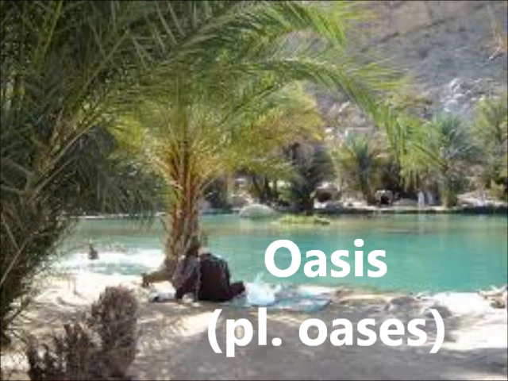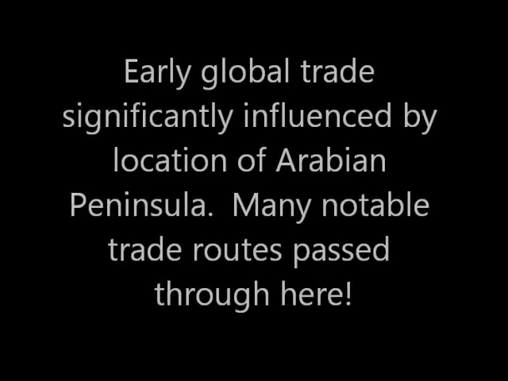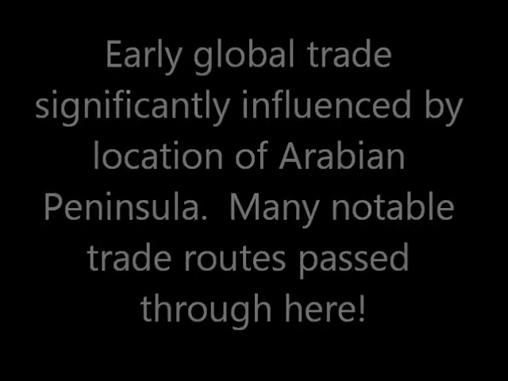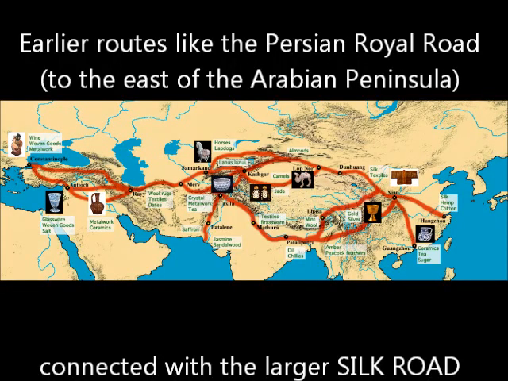Large cities developed along what were called oases, or fertile places with water access, especially those located on the coastal regions. Because of the location to Europe, Africa, and Asia, the Arabian Peninsula became an important part of early global trade routes. There were trade routes like the Royal Road, first set up under the Persians, remember? These routes were part of what was called the Silk Road eventually.